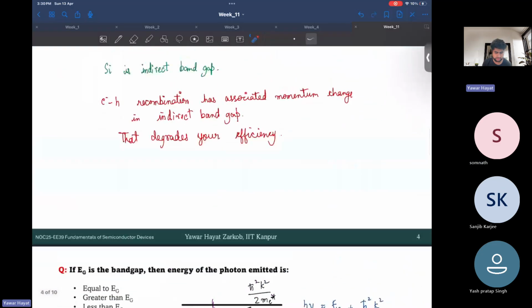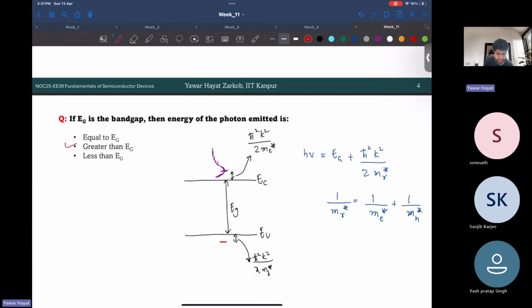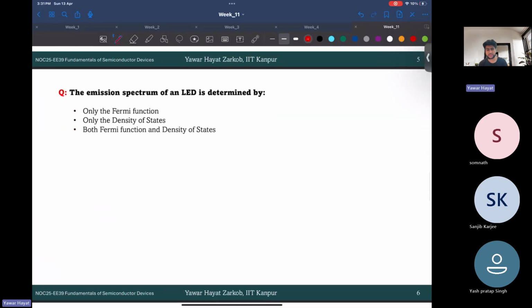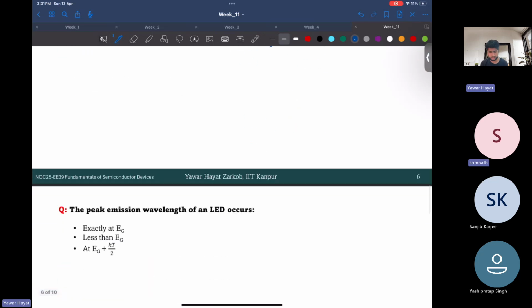So what is the answer of this? Take this one, it's greater than Eg. What about this? The emission spectra of LED, what determines that? Both, sir, it is the Fermi function and density of states. Correct. It depends upon both the Fermi function as well as the density of states, because it actually depends upon the concentration, which is given by the product of these two. So I can write I proportional to the Fermi function times the density of states. It depends upon both. As this one was easy, I readily answered it.